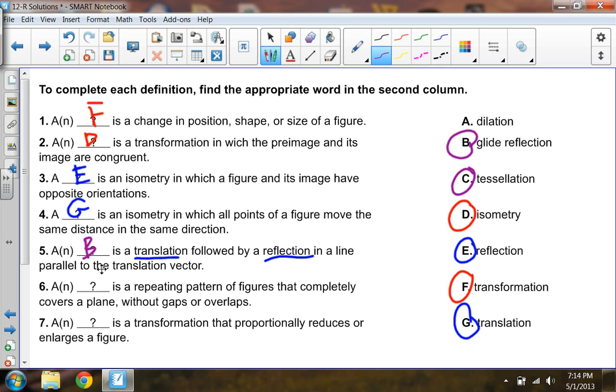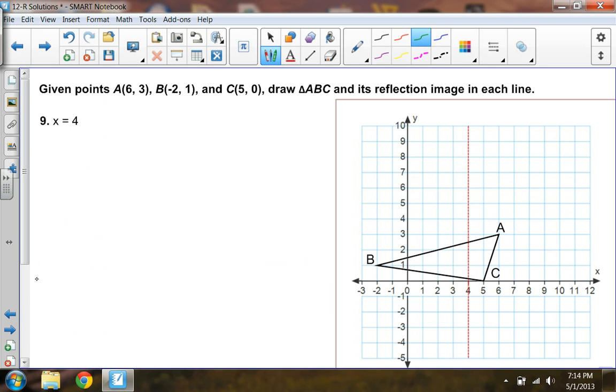Nice fun word there. So tessellation has that repeating pattern thing. Number 7, a blank is a transformation that proportionally reduces or enlarges a figure. That would end up as dilations. Process of elimination, we could figure that out as well. A. So there are our 7, and hopefully you know those definitions just for the future here.